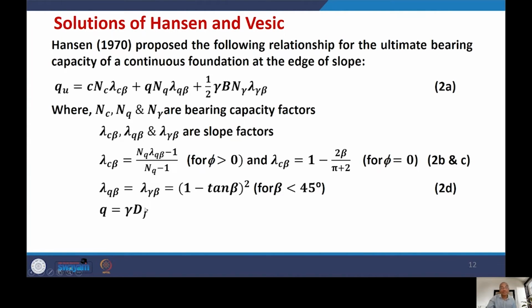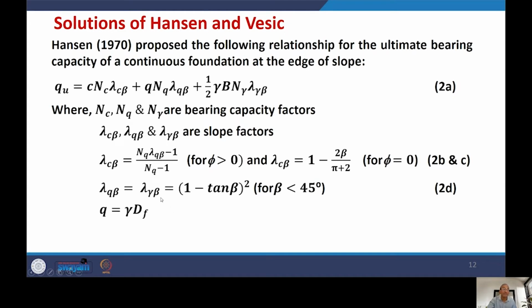For example, lambda c beta will be given by this relation: Nq lambda q beta minus 1 divided by Nq minus 1, where Nq is a dimensionless number, for phi greater than 0. If phi equals 0, in that case lambda c beta can be directly defined as 1 minus 2 beta by pi, where beta is the angle of the slope. If you are representing pi in radians, then beta should be in radians. Then lambda q beta equals lambda gamma beta.